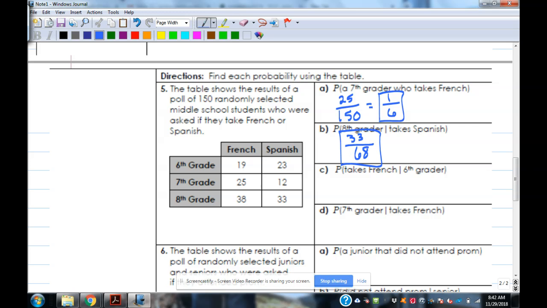C part. Probability that they take French given that they're in the 6th grade.